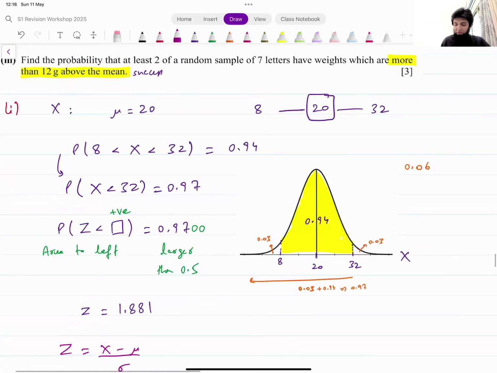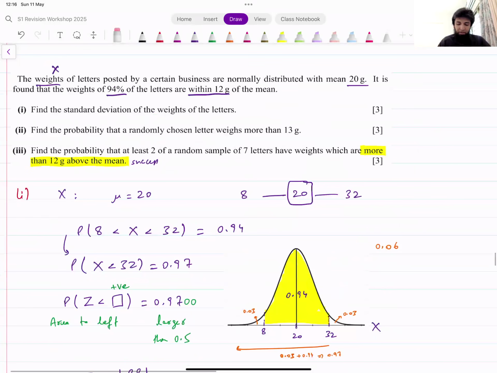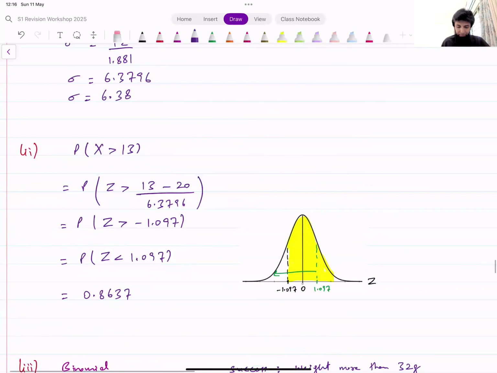We could say area to the left of 32, that is 0.97. And then we just do it afterwards, like normally do. Find the probability that a letter weighs more than 13 grams. That's simple, normal. That's fairly straightforward. You can look at this working.